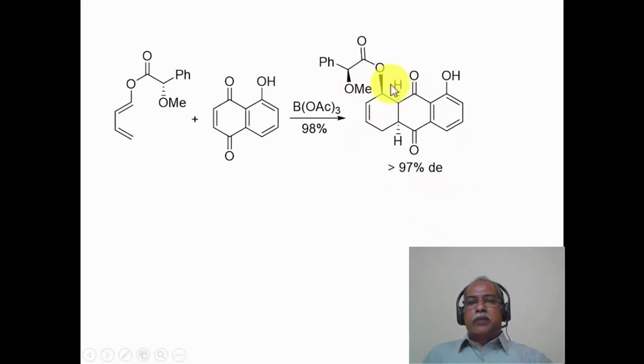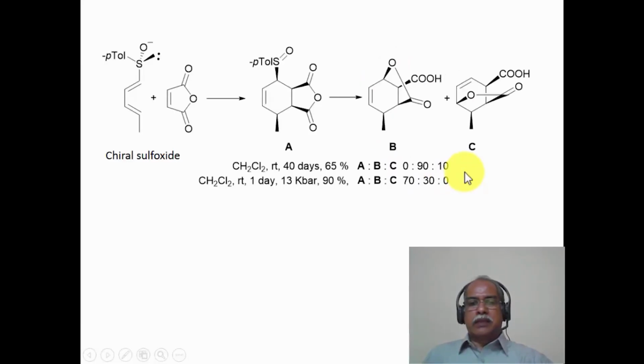If this pendant group can be cleaved, then only one enantiomer of this molecule would be produced during the course of the Diels Alder reaction. Another example: a chiral sulfoxide is taken, an optically pure isomer of the chiral sulfoxide. Of course, it is an enantiopure diene, reacting with the dienophile, which is maleic anhydride. The initially formed Diels Alder adduct is essentially, in this particular case, an exo kind of adduct that is formed during the course of the reaction.